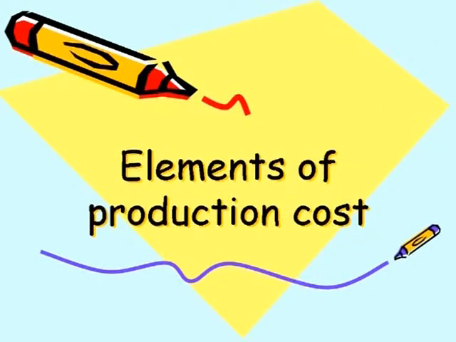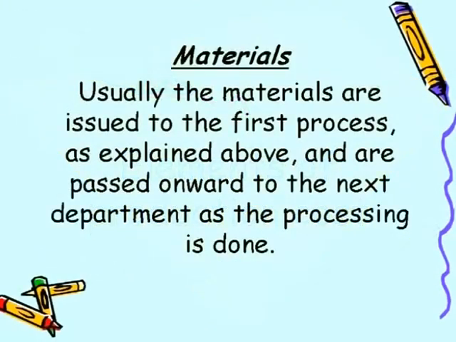Elements of production cost. The elements of production cost are explained as materials. Usually the materials are issued to the first process as explained above and are passed onwards to the next department as the processing is done.